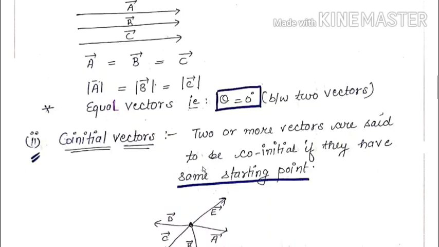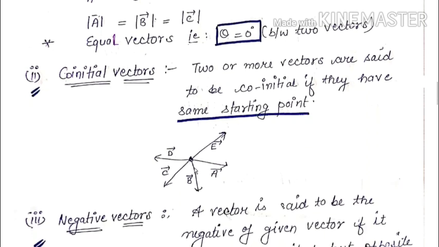Two or more vectors are said to be coinitial if they have the same starting point. For example, vectors A, B, C, D and E all start from this point, let's say O. So these have the same initial point, same starting point. That is why they are known as coinitial vectors.